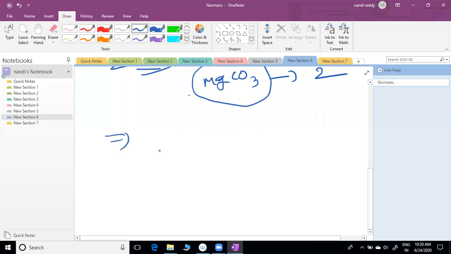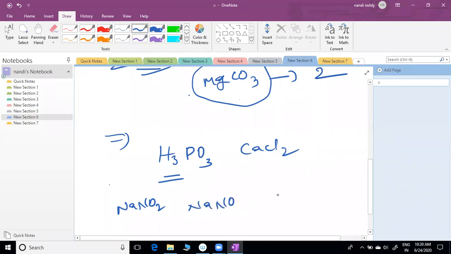What is the n factor of H3PO3? What's the n factor? What is the n factor of CaCl2? NaNO2, NaNO3, KClO4. I need n factors. Calculate.